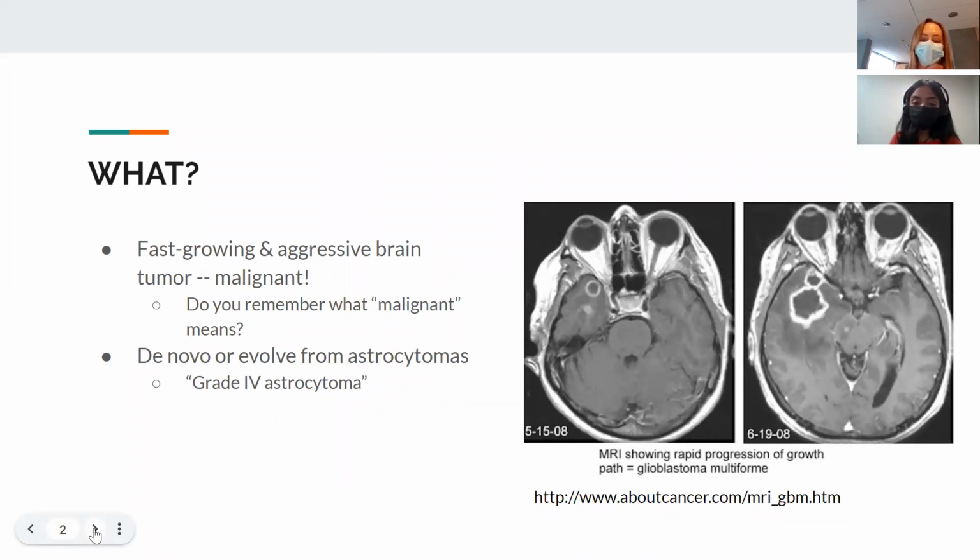So glioblastomas can either begin de novo, which means that they begin just as they are, which is really nasty and aggressive, or they can begin as astrocytomas, which are a type of slower growing, less aggressive tumor. And they can evolve to become glioblastomas as they become more aggressive and fast growing. So this is why glioblastomas are often referred to as grade 4 astrocytomas.